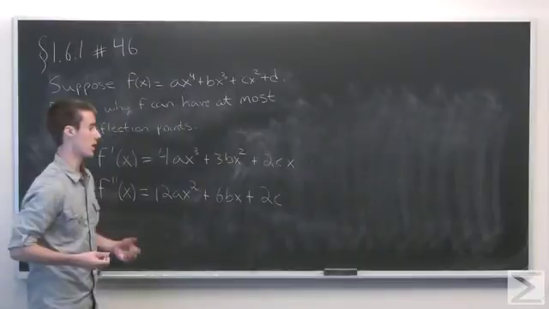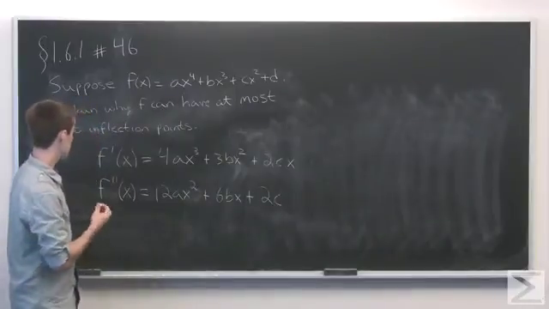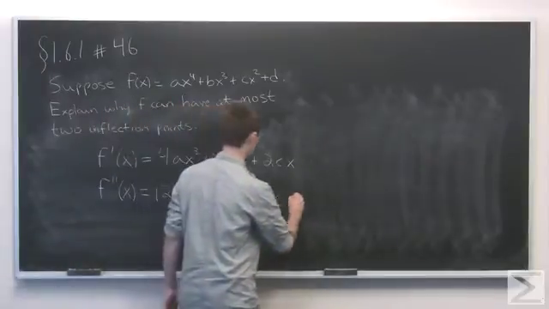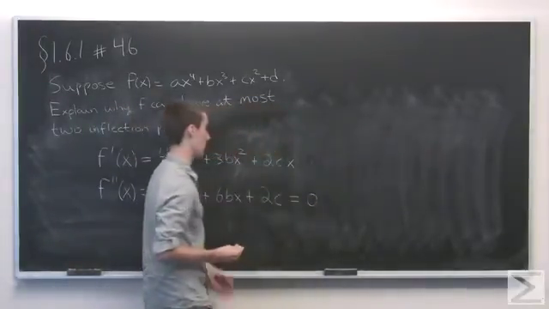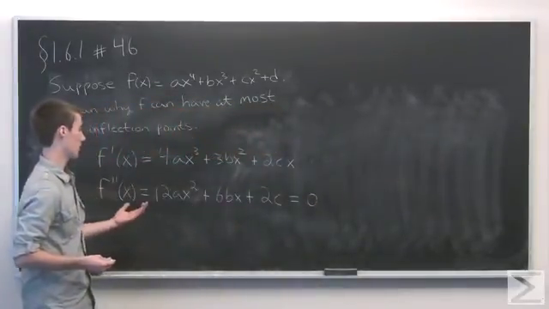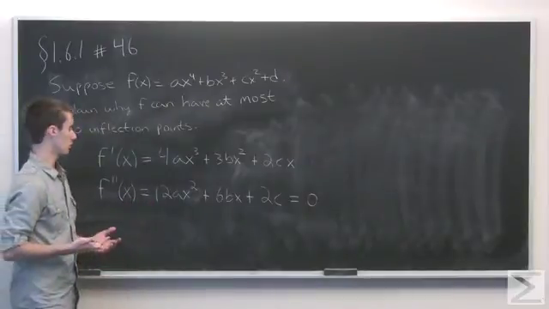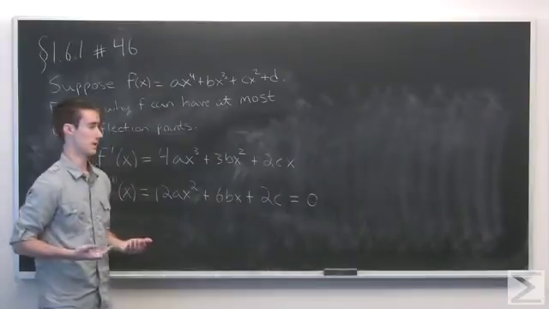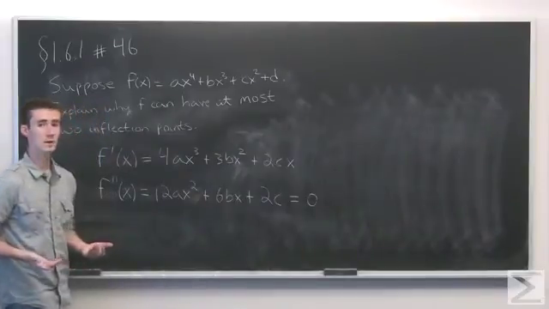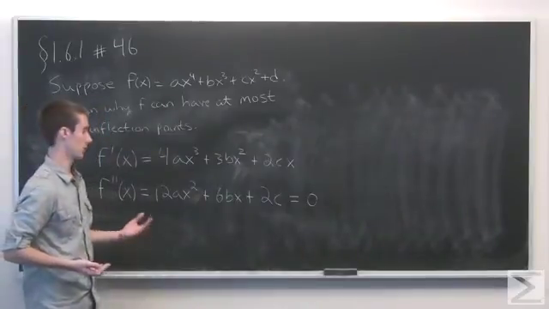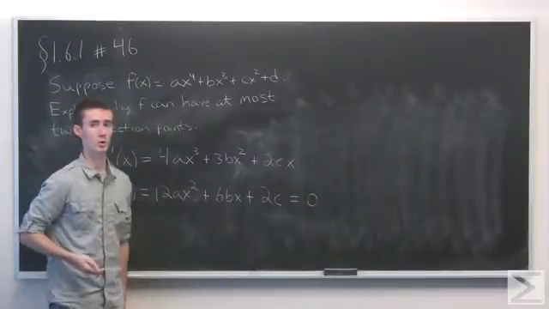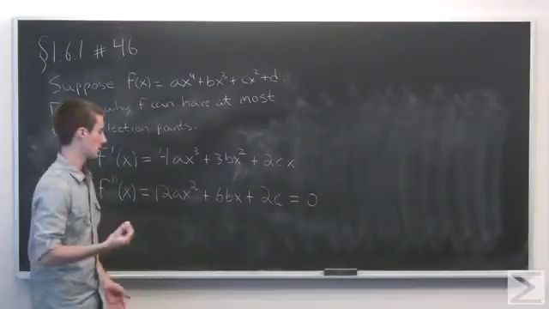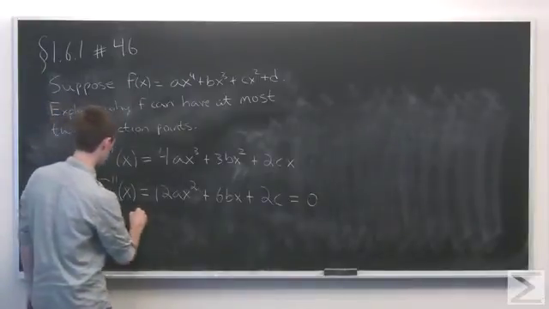This is just a quadratic. Now we need to check what are the points where this is equal to 0. How many points can this have, or how many possible values of x are there? Well, we know from algebra that a polynomial of degree n can have at most n roots. Well, here we have a quadratic, or a polynomial of degree 2, so it can have at most 2 roots. In other words, at most 2 inflection points.